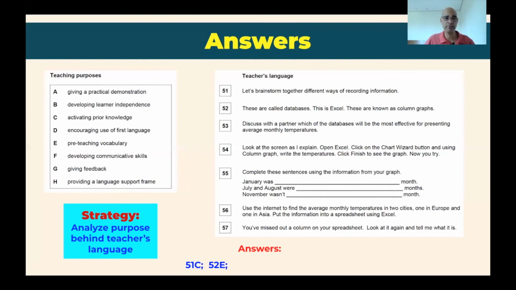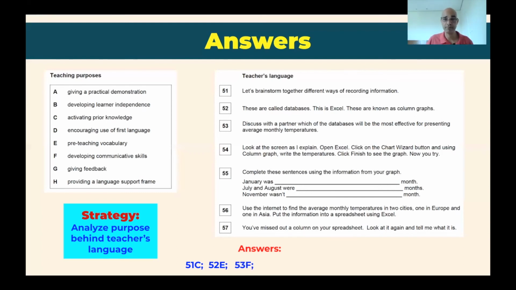Is the teacher giving a practical demonstration? No. Is the teacher developing independence? Not necessarily, because they're going to do it in groups. Activating prior knowledge, we've used. Encouraging the use of first language? No. Pre-teaching vocabulary, we've used. Developing communicative skills, for sure. Giving feedback, not the case. Providing a language support frame, no, that's not for support. That's definitely for communication, so that's letter F, developing communicative skills.